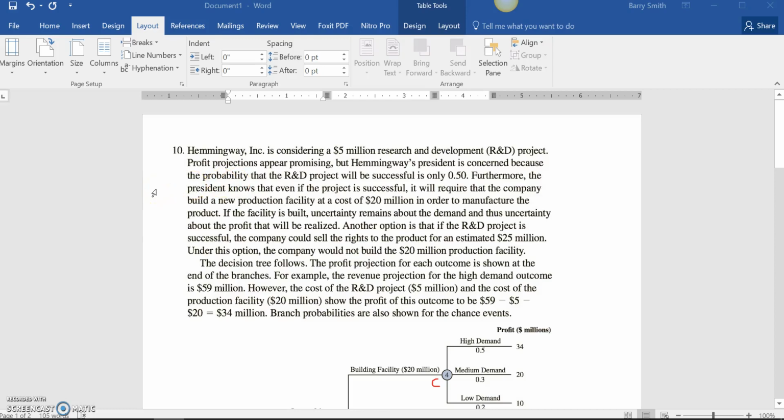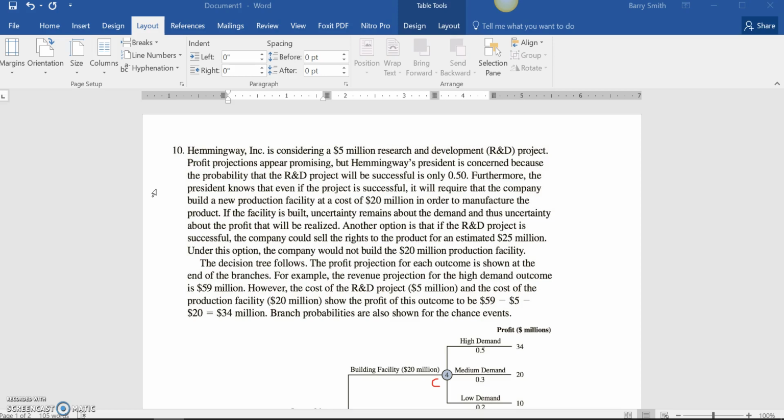Okay, so this is Chapter 15, Number 10. Hemingway Inc. is considering a $5 million research and development project. Profit projections appear promising, but Hemingway's president is concerned because the probability that the R&D project will be successful is only 0.5. Furthermore, the president knows that even if the project is successful, it will require that the company build a new production facility at a cost of $20 million in order to manufacture the product.